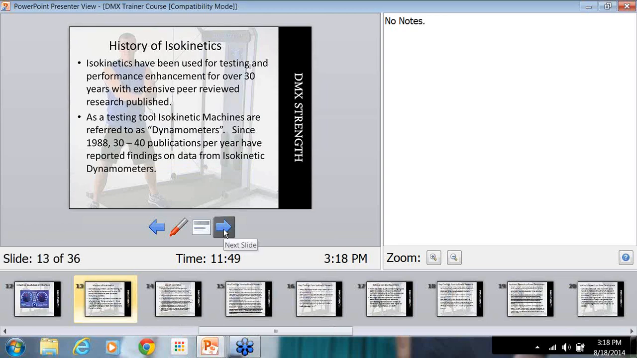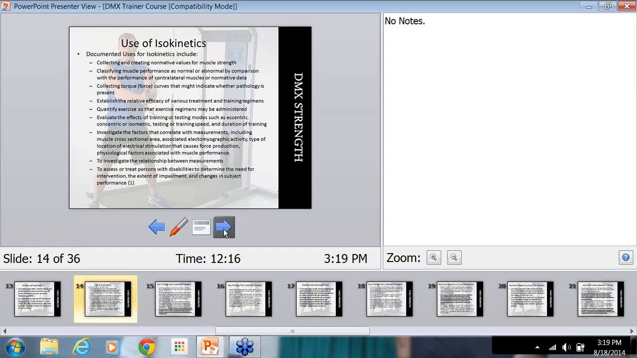History of isokinetics, as we said, they've been out for a long time, over 30 years, tons of peer-reviewed research on isokinetic exercise, probably more than anything else. And they're the basis. Isokinetic machines are often called dynamometers, and they are the basis and used as the standard to test strength increases within other studies. So there's just massive amounts of data on isokinetic training and comparing it to other forms of training.